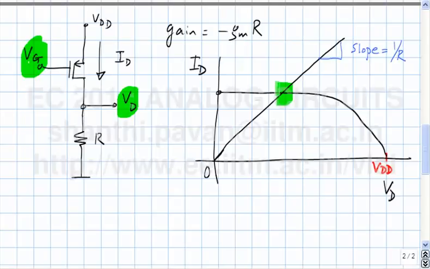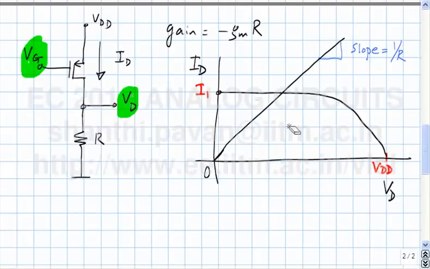And as we expect, if the transistor is operating in saturation, the quiescent current through the resistor is also equal to ID. You can read the quiescent voltage off by the intercept on the x-axis, and since the slope is 1 over R, if I call this I1, this must be I1 times R. We are interested in small signal gain.